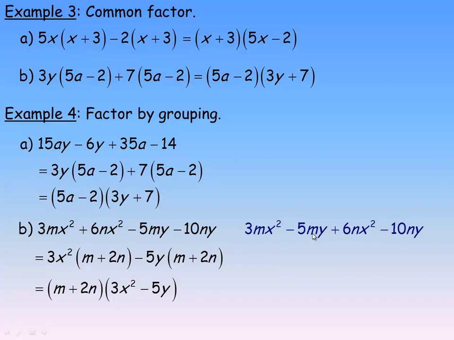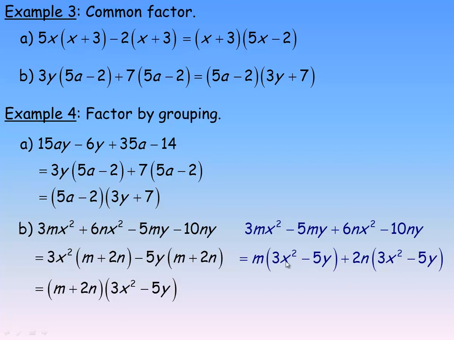The common factor in the first two terms is just an m. So we can factor an m out of these. M divided in this gives you 3x squared. M divides out, so you still have a negative 5y. In the last two terms, you can factor a 2n out of both of these. So 6 divided by 2 is 3. The n's divide out, and you've got an x squared. Negative 10 divided by 2 is negative 5. The n's divide out because you factor an n out, and there's still a y here.